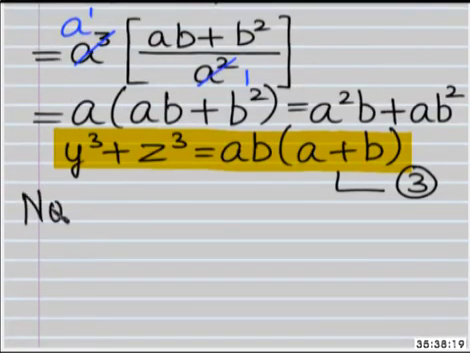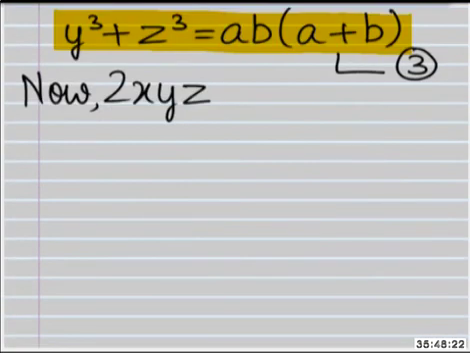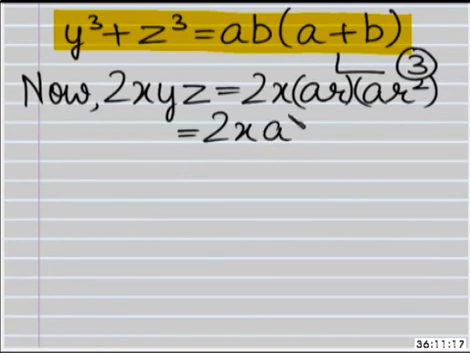Now, taking the right hand side of what we have to prove, that is 2 into x into y into z, substituting the values of y and z, it will be equal to 2 into x into a into r into a into r raised to the power 2. It will be equal to 2 into x into a square into r raised to the power 3.